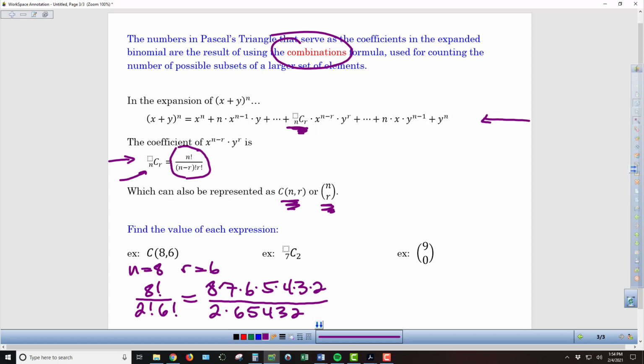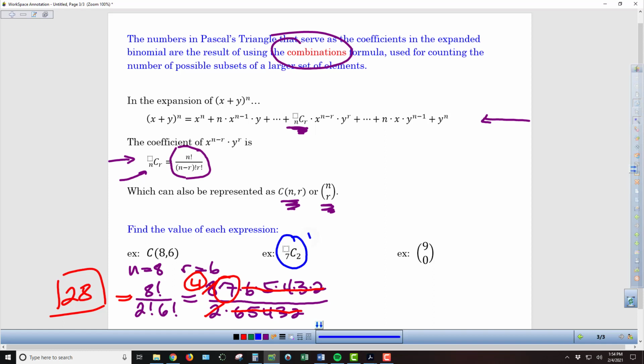And so now, once we see it like this, we can start to do our cross-canceling and reducing. So we've got a 6 times 5 times 4 times 3 times 2 on the top, and the same thing on the bottom. And then we've got the 2 can divide evenly into 8 to leave us with 4. And so all we're left with is 4 times this 7 right here. So our answer for the expression here of the number of combinations of 6 items from a pool of 8 is 28.